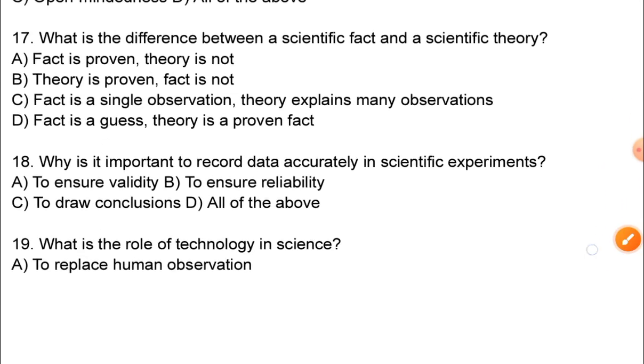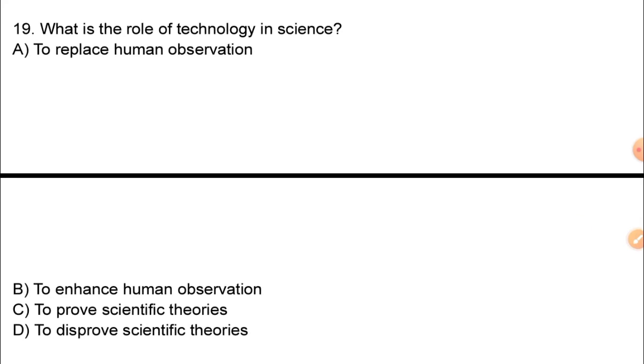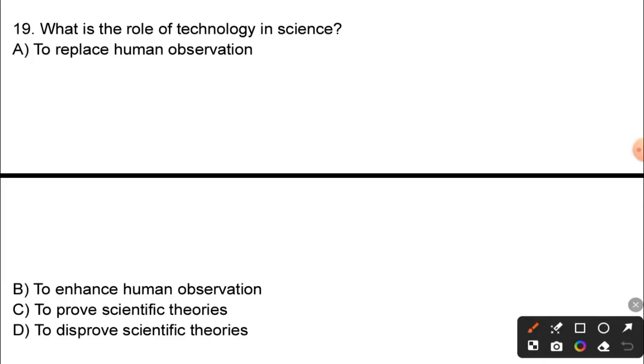19. What is the role of technology in science? To replace human observation, to enhance human observation, to prove scientific theories, to disprove scientific theories. The answer to question 19 is B, to enhance human observation.